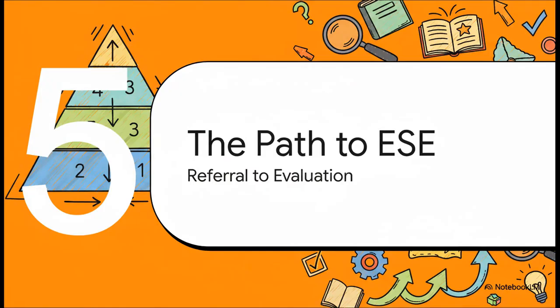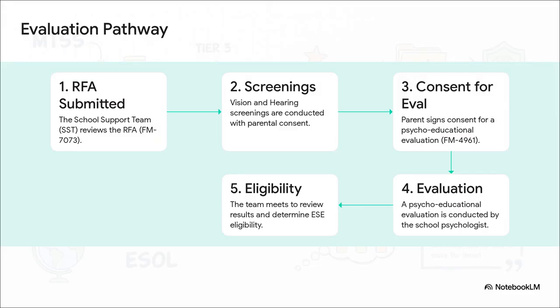Okay, deep breath. You've gone through the tiers, you've filled out the RFA with all your amazing data, you've thought about any language factors. Now what? Let's walk through those final steps on the path to an ESE evaluation. All right, this is it, the final stretch of the map. After that RFA goes in, the whole process is about taking careful, deliberate steps and keeping parents involved the whole time. We start with getting consent for basic vision and hearing screenings, to rule out the simple stuff.